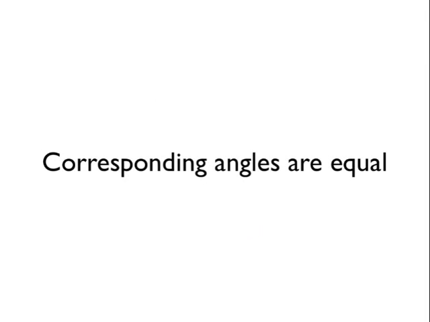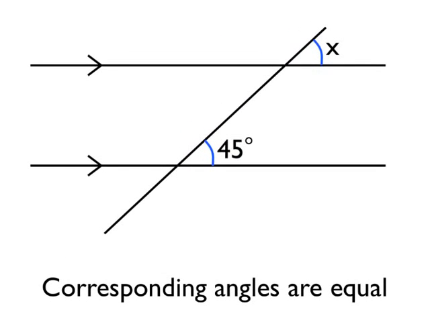So now we know how to find corresponding angles, we just need to learn the angle rule. And it's actually really easy. Corresponding angles are equal, they're exactly the same size as each other. The hardest bit with corresponding angles is actually spotting them in the first place. Once you've actually found a pair of corresponding angles, using the angle rule is really easy.